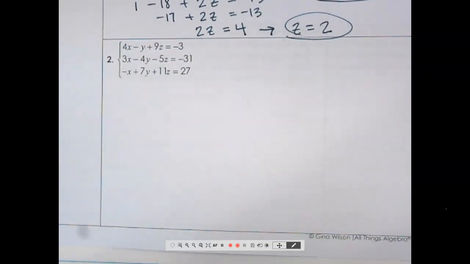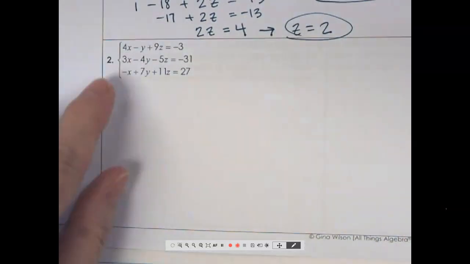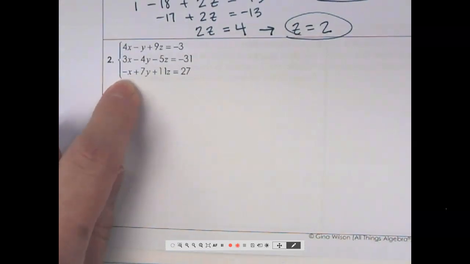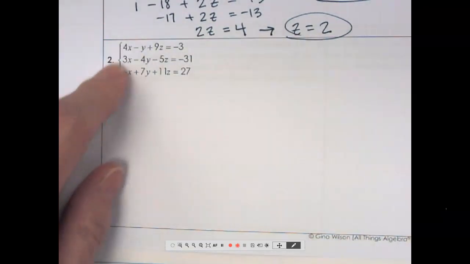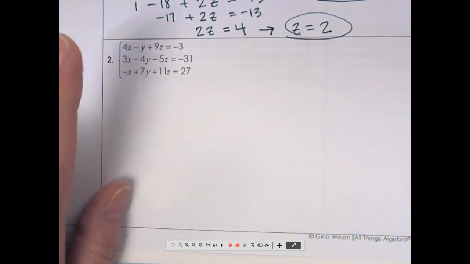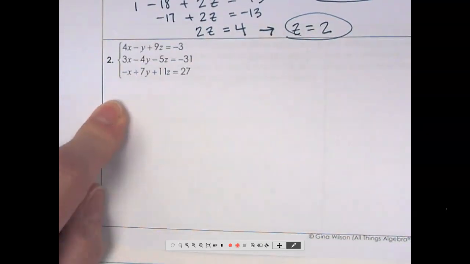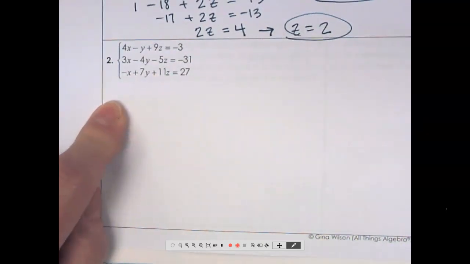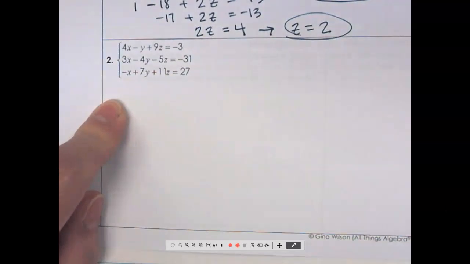Okay, who thinks we should eliminate X? Who thinks we should eliminate Y? Z? Okay, I'm in the X camp and that was the majority. Why? Because this coefficient of 1 is going to make it easy to get rid of the 4 and the 3. And the fact that it's negative is an added bonus there. Okay, but if you're just, by golly, I want to get rid of Y, you go for it. We should all end up with the same answer.